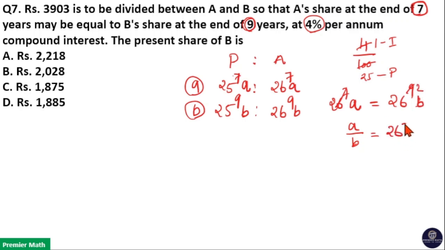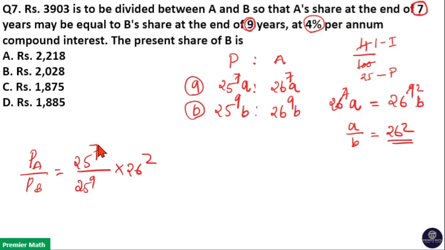So 26 square. Now if you take the ratio principal of A by principal of B, principal is 25 raised to 7 parts of A and 25 raised to 9 parts of B for B. Now you can see A by B is equal to 26 square, so multiply it with 26 square. Now this one goes 2 times here. So this will become 26 square divided by 25 square, which is equal to 676 by 625.